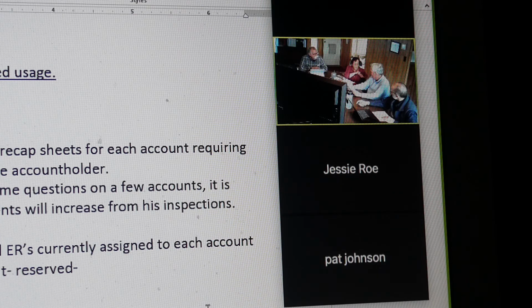Yes, at this point, all we have is what is occupied and what they're using. If they have reserved ERs and they want to use those, then that will be fine. On the accounts I'm talking about now with insufficient ERs available, I'm talking about the ones where our records show they don't have reserved ERs to cover them.